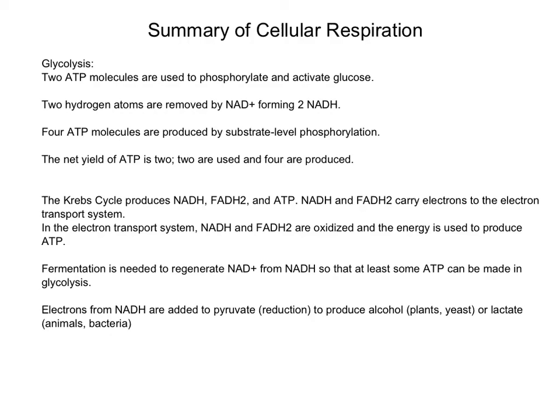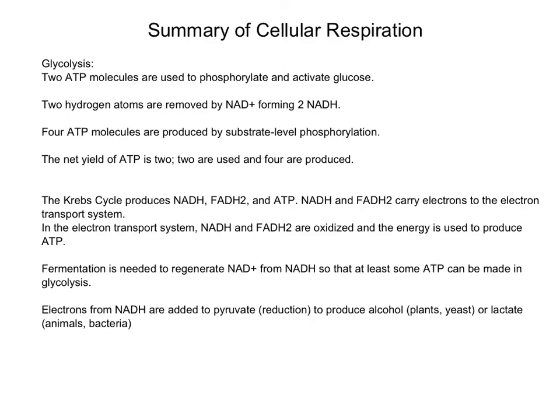The Krebs cycle produces NADH, FADH2, and ATP. NADH and FADH2 carry electrons to the electron transport system. In the electron transport system, NADH and FADH2 are oxidized and the energy is used to produce ATP.